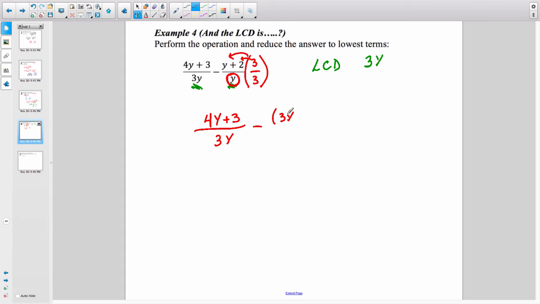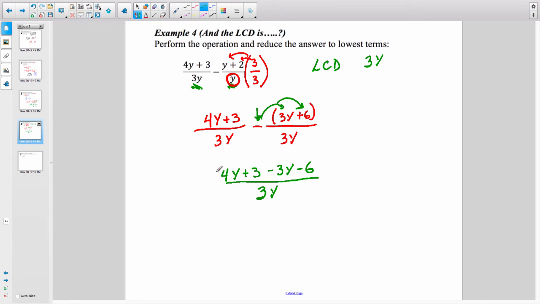3y plus 6 over 3y. Okay, let's combine and let's not forget about this. Very important. 4y plus 3. Let's distribute this negative. Minus 3y minus 6. Combining like terms, 4y minus 3y is 1y. 3 minus 6 is negative 3.